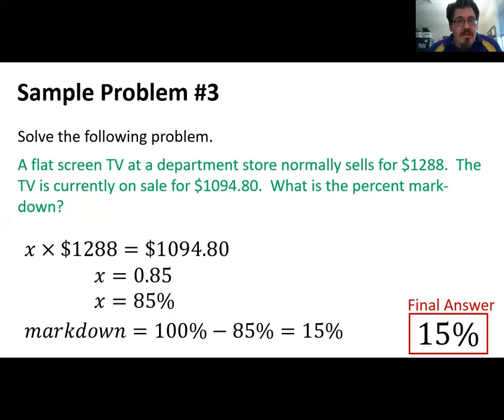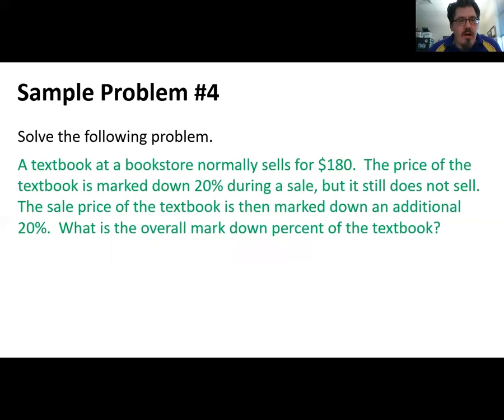The trick on these problems is making sure that you carefully interpret the meaning of the answer that you come up with, and the meaning of the percent in this case, to make sure that you are providing the answer that answers the question when all said and done. All right, we got one final problem. So this time we have a situation where a textbook is normally $180. The price of the textbook is marked down 20% during a sale, but it doesn't sell. So the sale price of the textbook is then marked down an additional 20%. Okay? What is the overall markdown percent of the textbook?